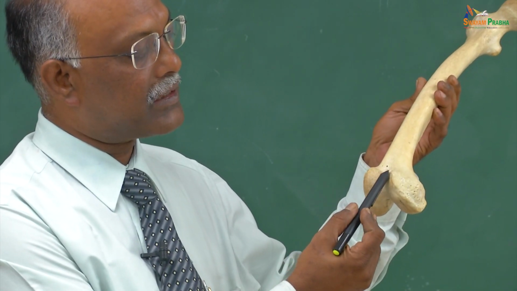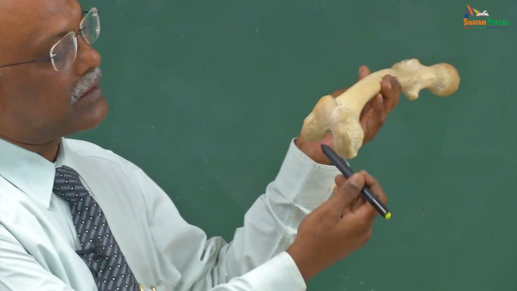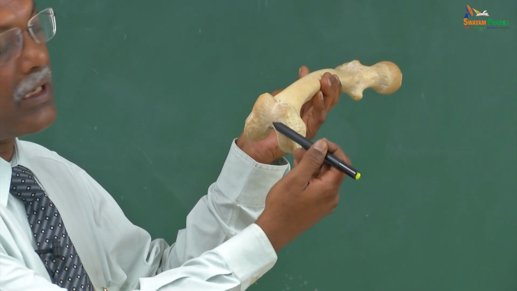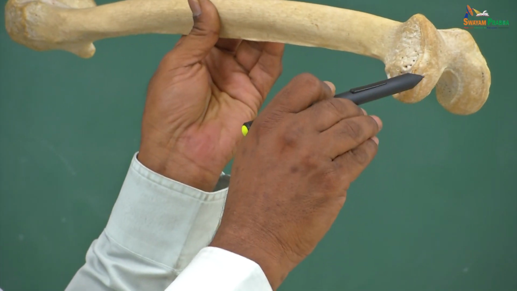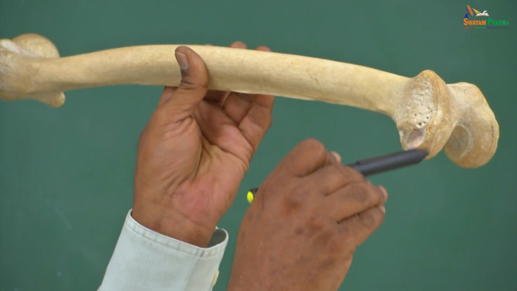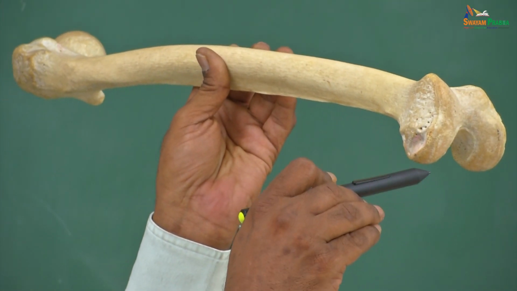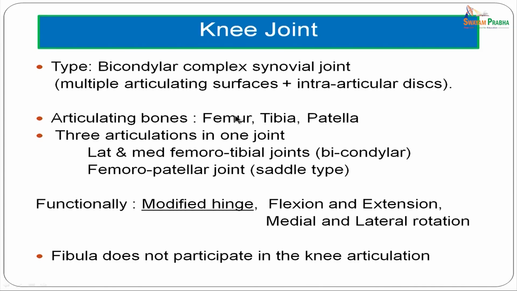This articular surface articulates with the patella, whereas this is the flattened articular surface which articulates with the tibia in extension. And if you look closely, this rounded area of the femoral condyles articulates with the tibia in cases of flexion. The knee joint is a bicondylar complex synovial joint. It's complex because there are intra-articular discs, and it's bicondylar because the condyles of the femur, that is the medial and lateral condyles of the femur, articulate with the medial and lateral condyles of the tibia.